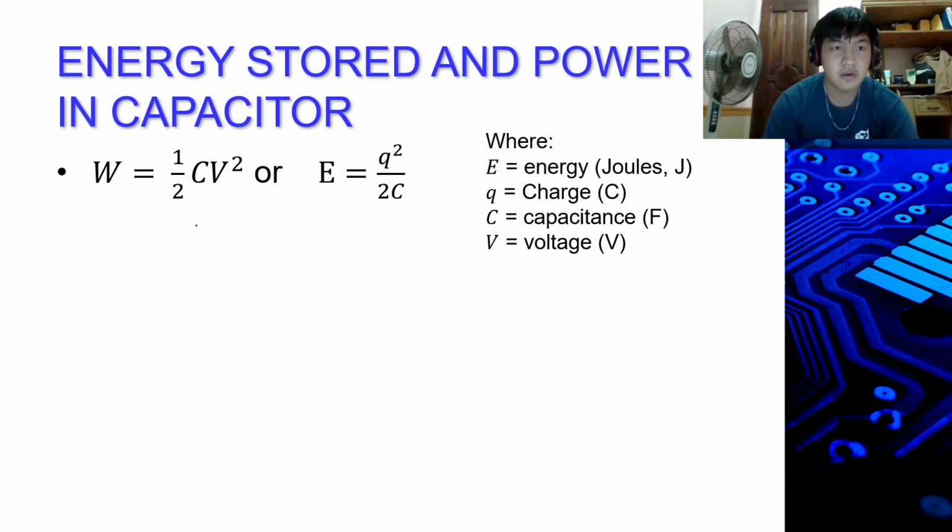Energy stored and power in a capacitor. Just like the resistor that dissipates energy and power, we also have it for the capacitor. So, 1/2 CV squared, or E is equal to Q squared over 2C, where E is equal to energy measured in joules, Q is equal to charge measured in coulombs, C is equal to capacitance measured in farads, and V is equal to voltage measured in volts.